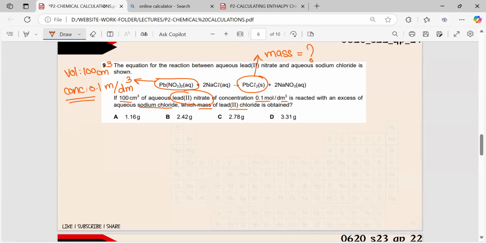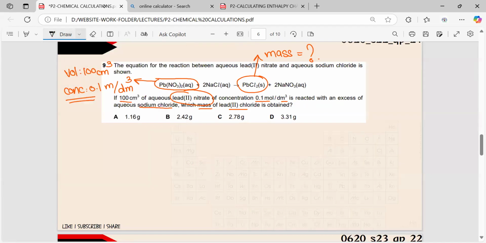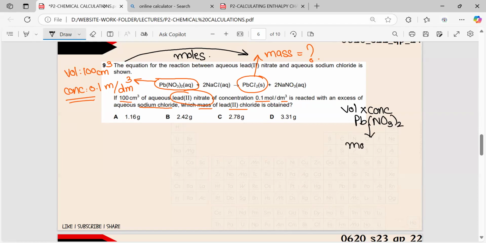So this is the same type of question in which the amount of one substance is given and we need to find the amount of another substance. So here from lead nitrate, we'll go to lead chloride, and in the middle, we will find the moles of both substances. So again, we'll write the steps: from the concentration and volume of lead nitrate, we'll find the moles of lead nitrate.